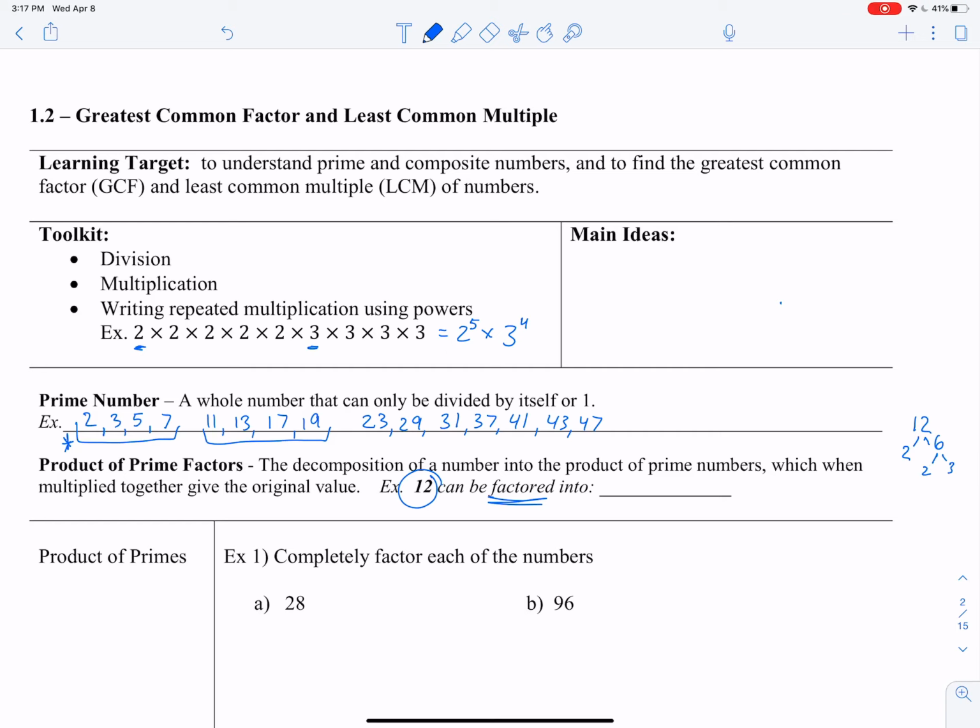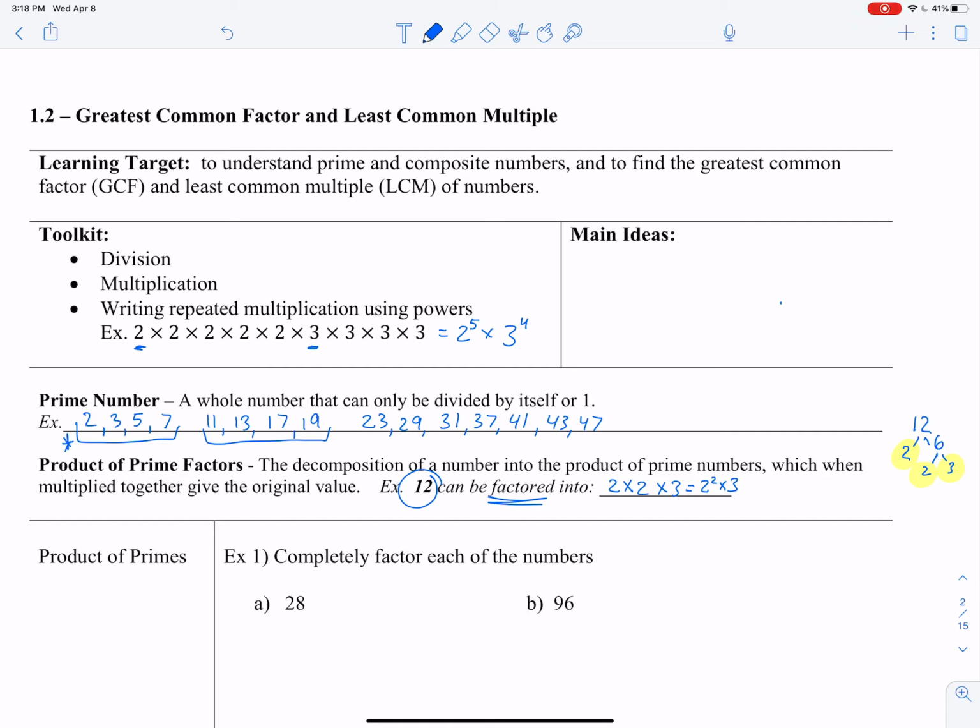And then I'm going to look at that, 2, 2, and 3, and I'm going to check, are they in my prime number list? Yes, both 2 and 3 are here. So we have 2, 2, and 3. So those are all prime numbers. So 12 can be factored into 2 times 2 times 3, or I have 2 2s, so 2 to the 2 times 3. Okay, if I wanted to simplify that.